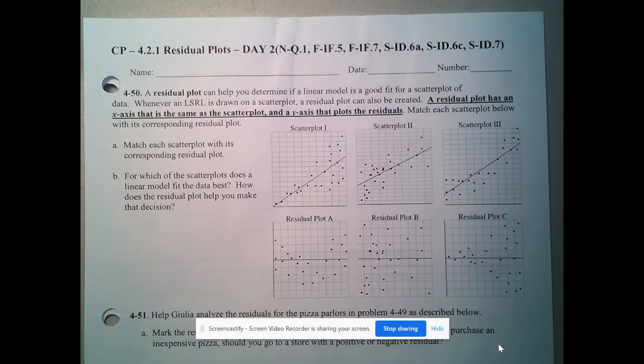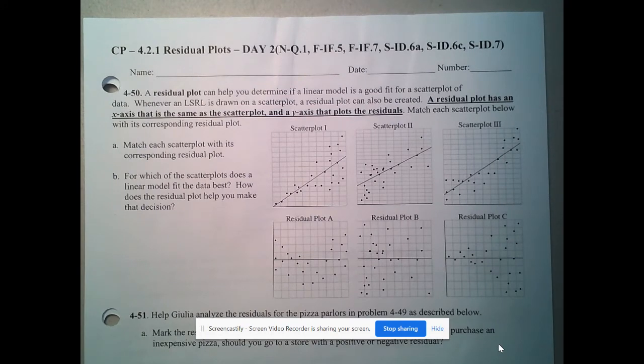A residual plot can help you determine if a linear model is a good fit for the scatter plot data. So sometimes we get data on a scatter plot and it's not linear. Sometimes it's a curve. So we need to be able to determine whether or not what we are using, meaning a least square regression line, is the best way to represent our data with something linear.